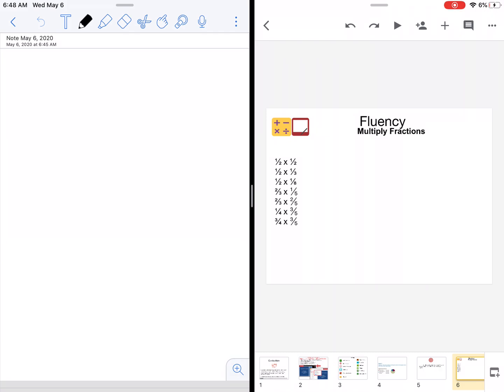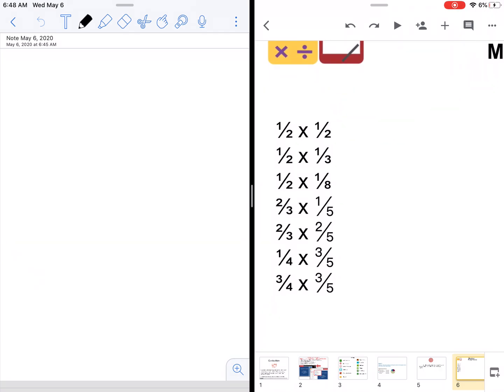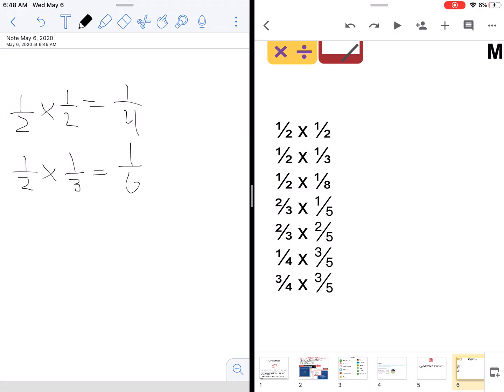So here is your fluency practice today. I'll zoom in if you would like to see that. What I would like for you to do is copy that down like I'm doing over here on some other notebook paper. 1/2 times 1/2 equals 1/4. 1/2 times 1/3, which equals 1/6. 1/2 times 1/8, which equals 1/16.